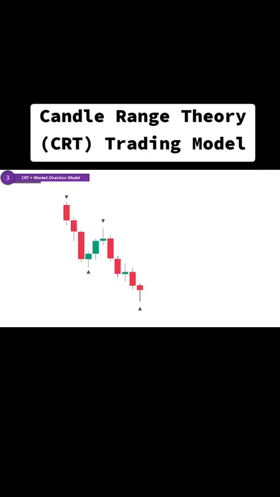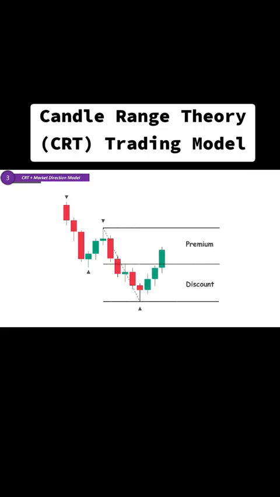This time, we're adding the concept of the premium and discount. In this case, the market is in a downtrend. We don't want to jump in right away. Instead, we wait for a correction to pull the price back up into a premium zone, which gives us a better entry and increases the chance of a successful trade. Once price enters this premium area, we apply the CRT model.